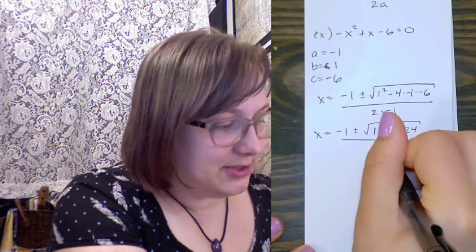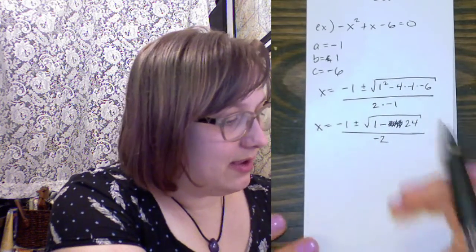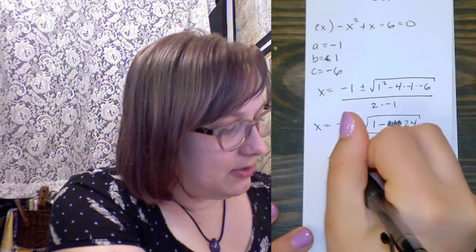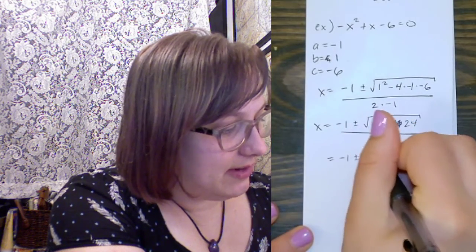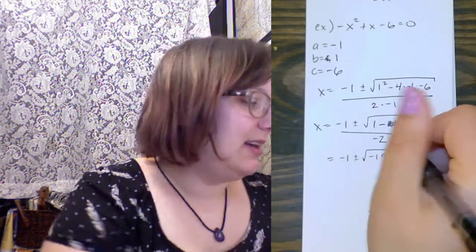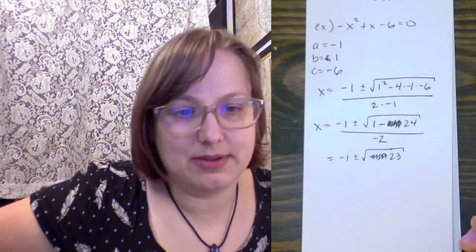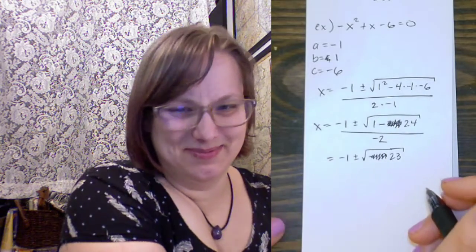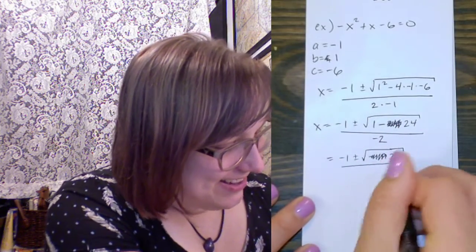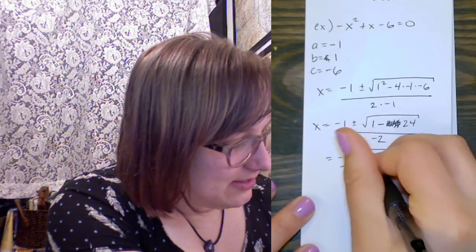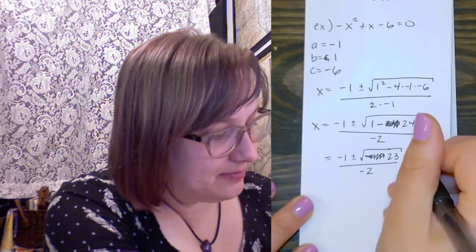All over negative 2, because 2 times negative 1. So I get negative 1 plus and minus square root of negative 9. Wow, negative 23. This is where I want to rip this out and start again, but I'm not very good at editing. So I'd have to edit this. All over negative 2. See how this was negative even though I scribbled it out?